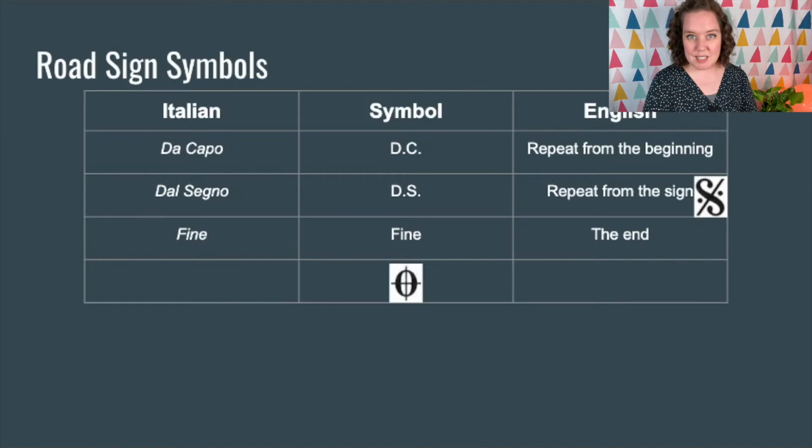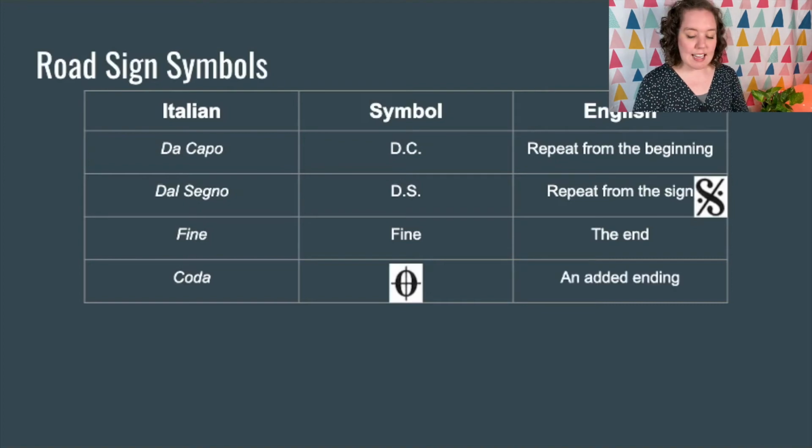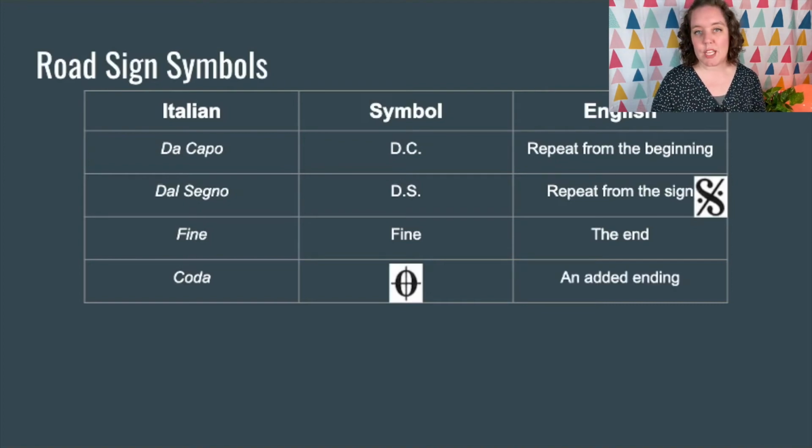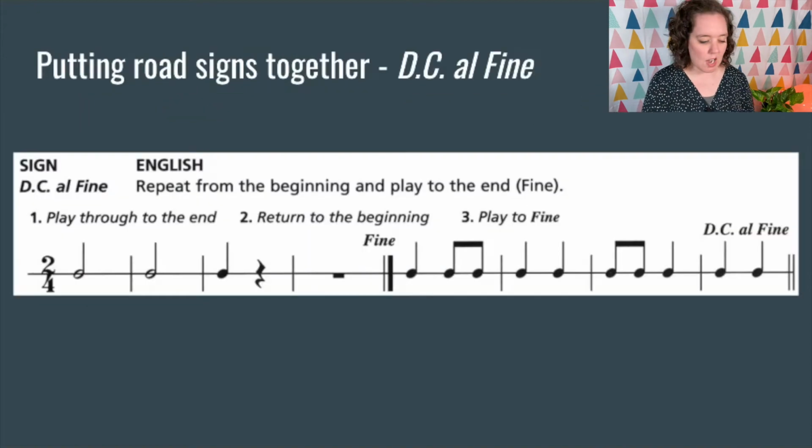And then there's this symbol, this sort of circle with the cross through it, and that is a coda sign, and it's an added ending. So a coda is what we sometimes add to the very end of a piece, and if you see that symbol, it means to head on down to the coda. So we're going to look at these now in context. We're going to put some of these signs together and really make some road maps out of them.